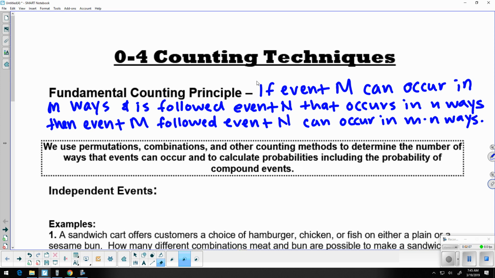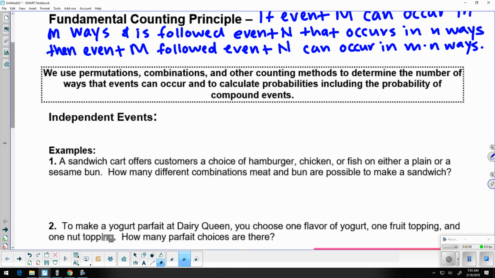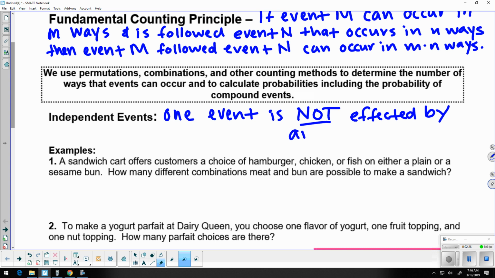But talking about being independent versus dependent, an independent event is just when you have one event that is not affected by another event. So they basically just stand alone. Or you can think about it as your choices. One choice is not going to be affected by another one. And these are all examples of independent events, independent choices that we can make.